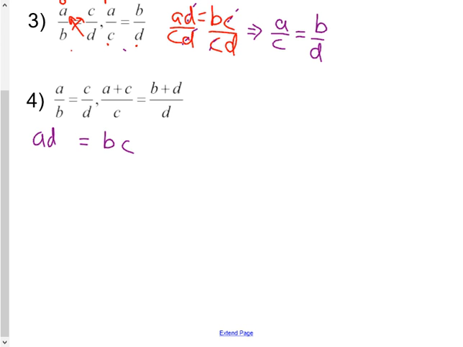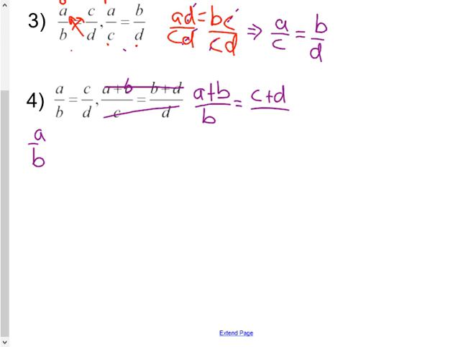Actually, we're not cross multiplying on this one. What's the difference between A over B equals C over D and A plus B over B equals C plus D over D? Let's simplify this for a second. A plus B over B is the same as A over B plus B over B, and C plus D over D is C over D plus D over D.